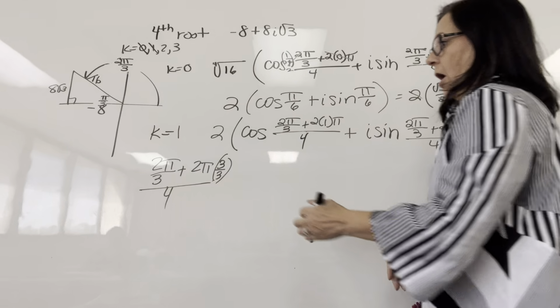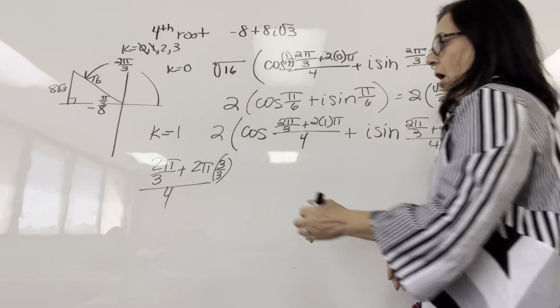All right, now let's go to K equals 2. Here's where K equals 2. It's 2 cosine, we did say 2 pi over 3, plus 2 times 2 times pi all over 4, plus I sine 2 pi over 3 plus 2 times 2 times pi all over 4. This will be our last example. We're not going to do roots of unity. All right, so now let's solve this.